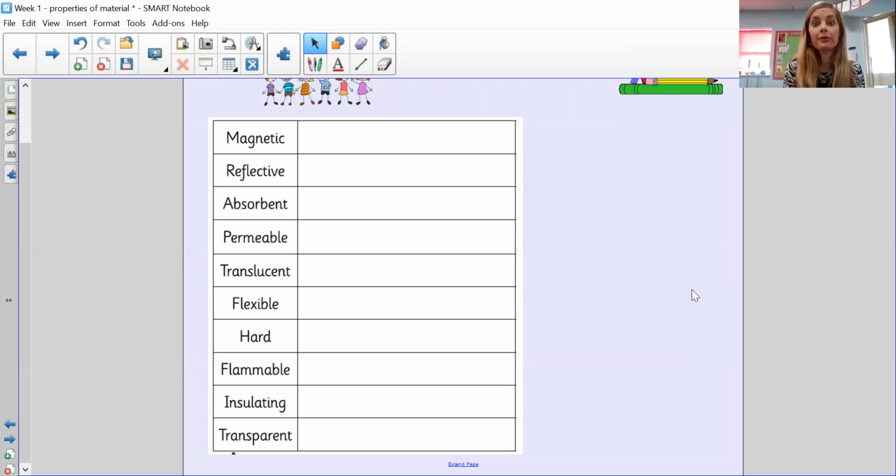Flammable means it can burn very easily. Insulating means it traps the heat in, it keeps you warm, okay? And transparent, obviously, means we can see through it.